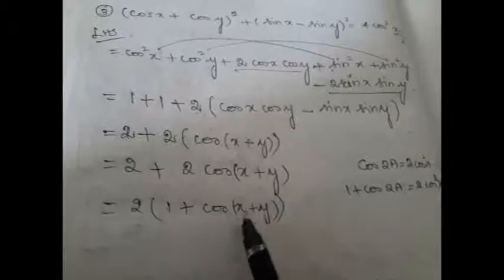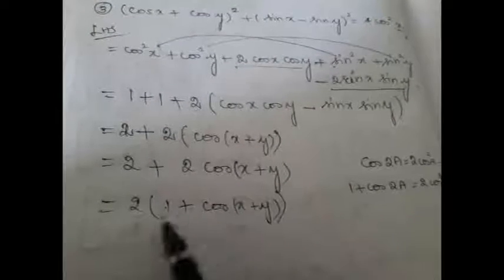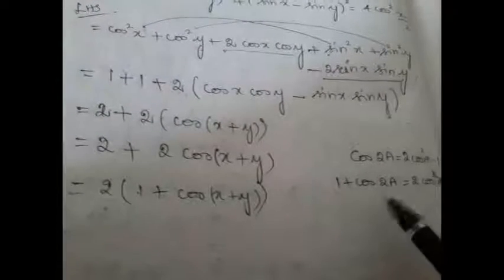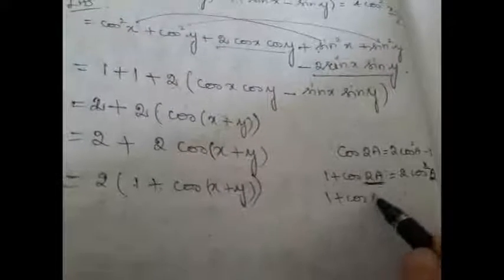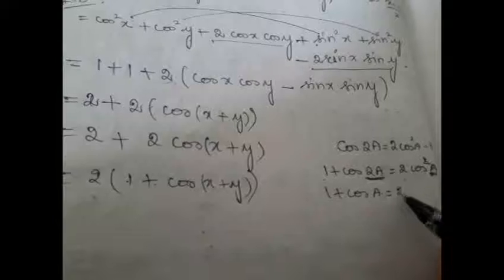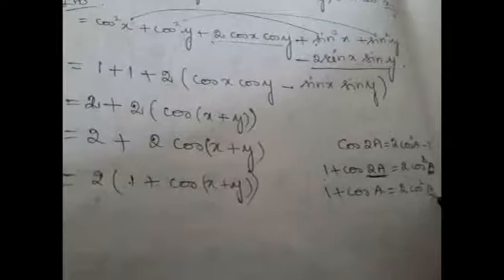Now this is of the form 1 plus cos theta. Now come back to the identity. 1 plus cos 2a is 2 cos squared a. In the sense, if we have a double angle there, here we have a single angle. If we have twice the angle there, here we have a single angle. So if we have a single angle here, this will become a half angle.